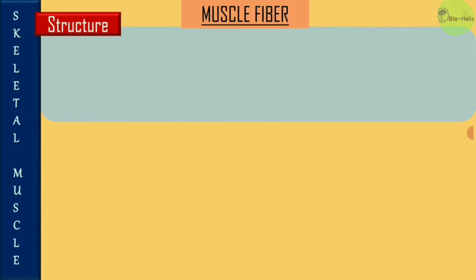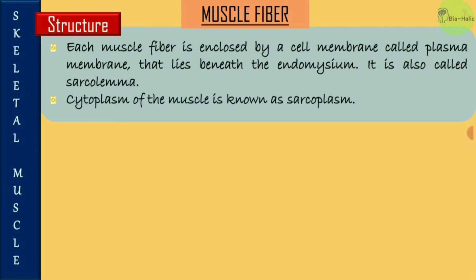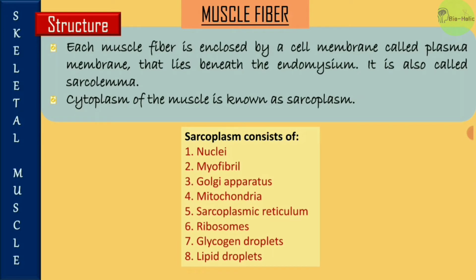Now each muscle fiber is enclosed by a cell membrane called the plasma membrane that lies beneath the endomysium, and it is also called the sarcolemma. The cytoplasm of the muscle is known as sarcoplasm. The sarcoplasm consists of nuclei, myofibrils, Golgi apparatus, mitochondria, sarcoplasmic reticulum, ribosomes, glycogen droplets and lipid droplets.